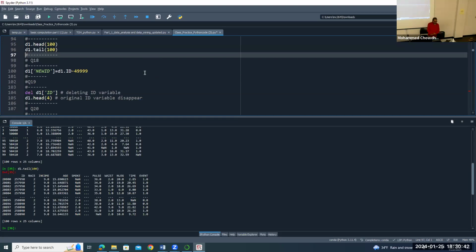Now, question number 18 is telling you what? There is an ID variable, but from the ID variable, I want to create a new ID variable, okay? Are you seeing the ID variable here? This is called the ID variable.